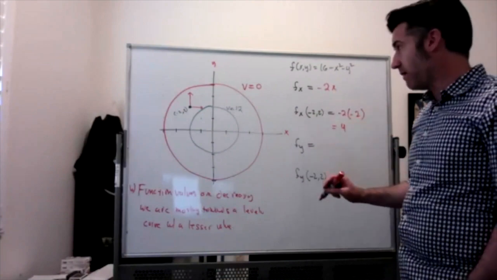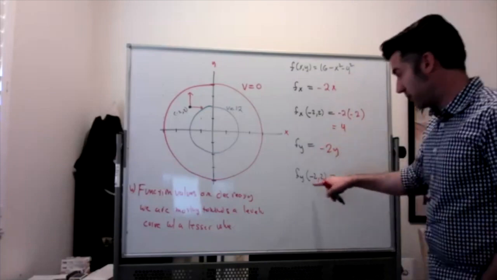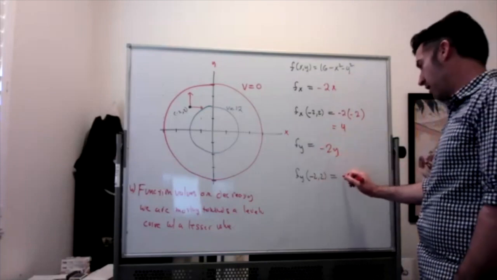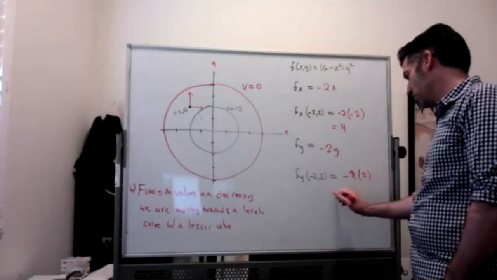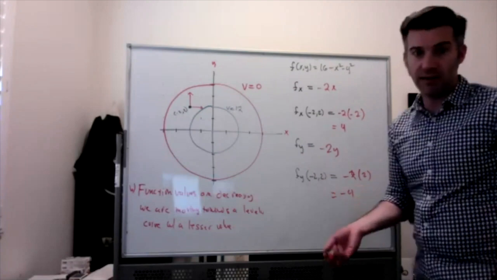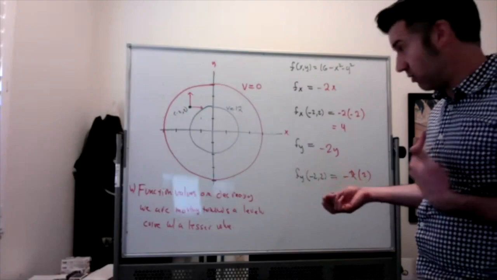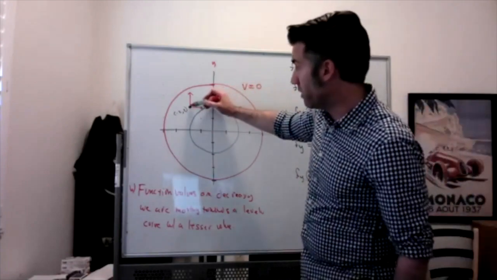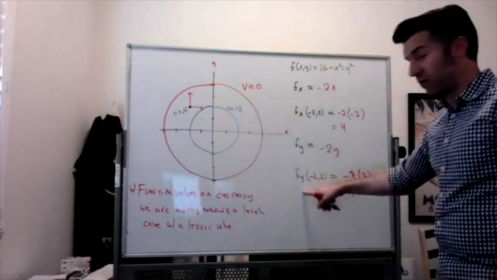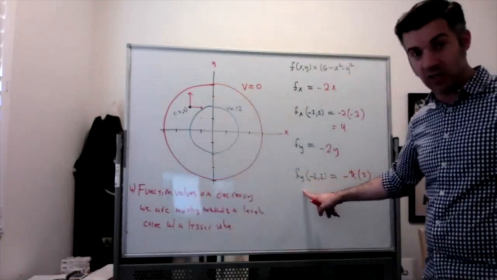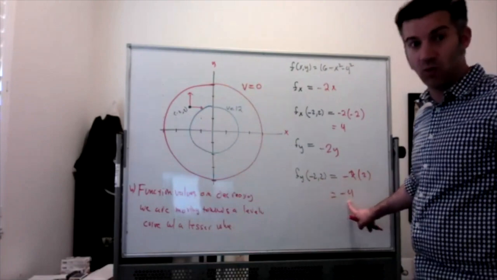Let's find fy. Fy is going to be negative 2y. And then when I plug in the point negative 2, 2, I'm plugging in 2 for y, and I'm getting negative 4. Or I should say it's negative 2 times 2, which is negative 4. And then to answer the last part, how does this compare to your answer in part B? Well, it matches. When we're talking about moving in the y direction, we said the derivative should be negative, and the partial derivative with respect to y is also negative, so we're good to go there.